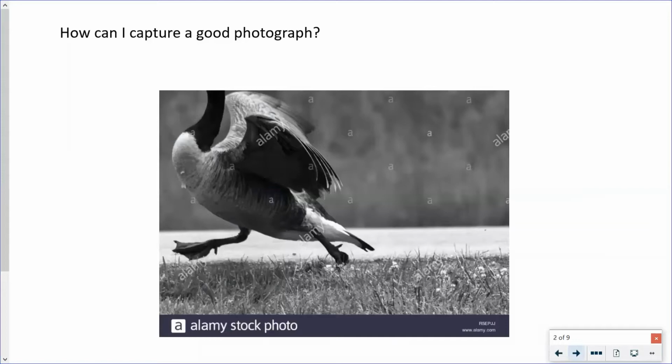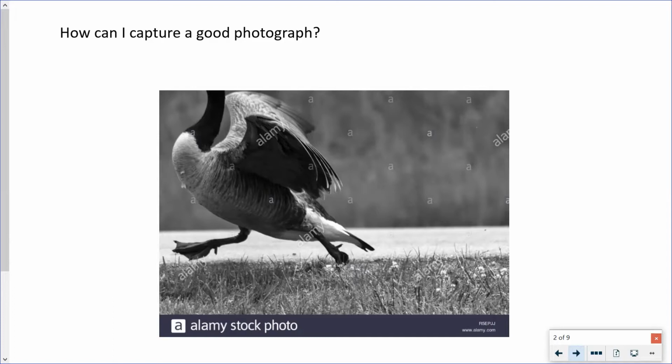Now, before we begin, I would like you to reflect back on your prior learning. What are we learning about in computing this half term? Fantastic. We're talking about photographs, aren't we? Now, I would like you to reflect back on last week's learning and see if you can remember how can I capture a good photograph? What do I need to make sure of? Pause the video and discuss. Are you able to remember? Fantastic. Thank you for telling me.